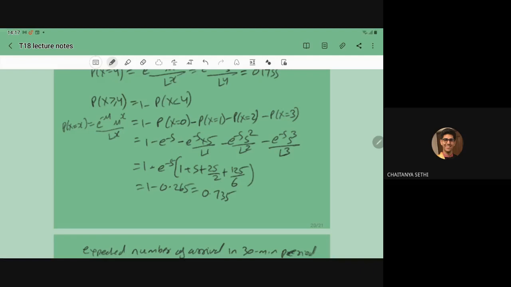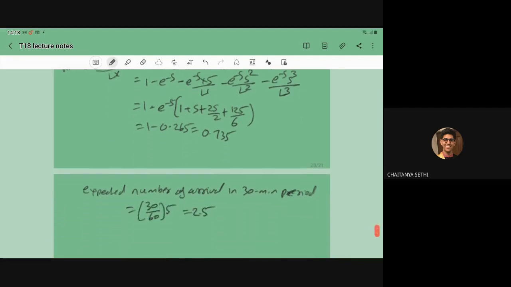So this will become 1 minus e to power minus 5 minus e to power minus 5 into 5 minus e to power minus 5, 5 square upon factorial 2 minus e to power minus 5, 5 cube upon factorial 3. So this will become 1 minus e to power minus 5 times, you can write it as, 1 plus 5 plus 25 by 2 plus 125 by 6. So it will give you 1 minus 0.265, or 0.735.